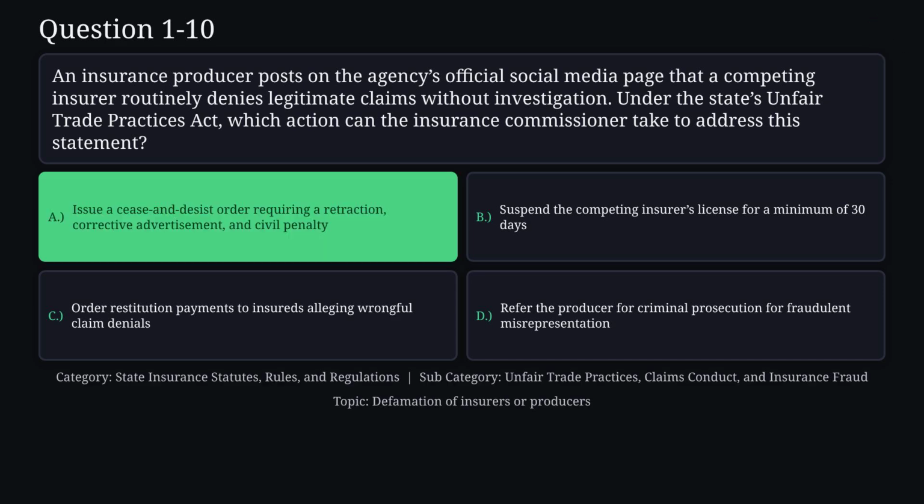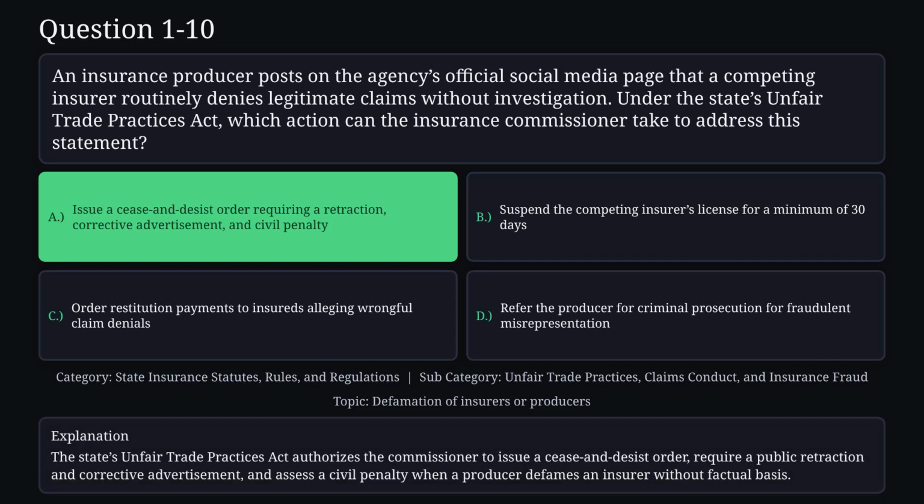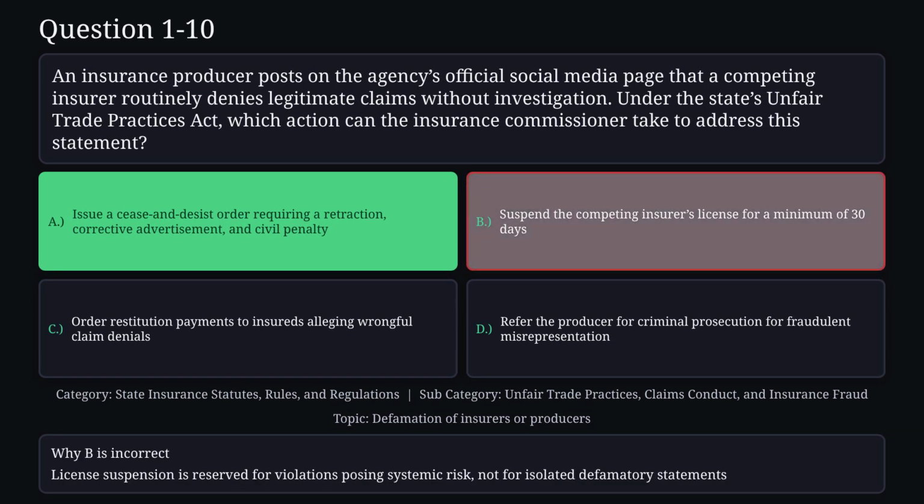The correct answer is A. The state's Unfair Trade Practices Act authorizes the commissioner to issue a cease and desist order, require a public retraction and corrective advertisement, and assess a civil penalty when a producer defames an insurer without factual basis. Reason B is not correct. License suspension is reserved for violations posing systemic risk, not for isolated defamatory statements.